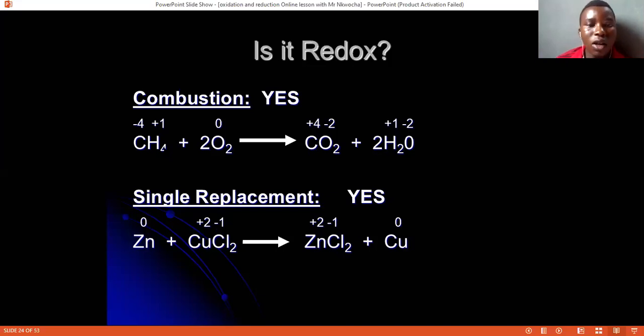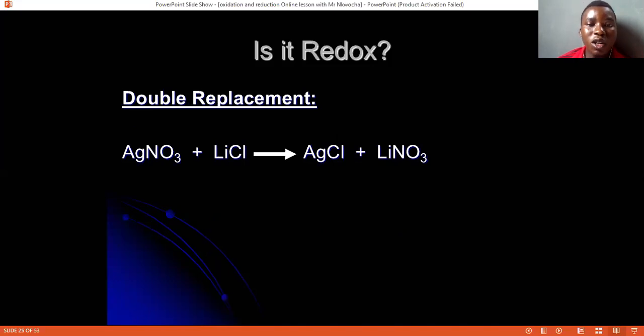Okay, so look at this combustion here. Hydrogen is plus one here, hydrogen is plus one, so no big deal. Look here, oxygen here is zero, oxygen here has gone to become minus two. So obviously that's a redox reaction. So whenever there is a single replacement, these are redox reactions.